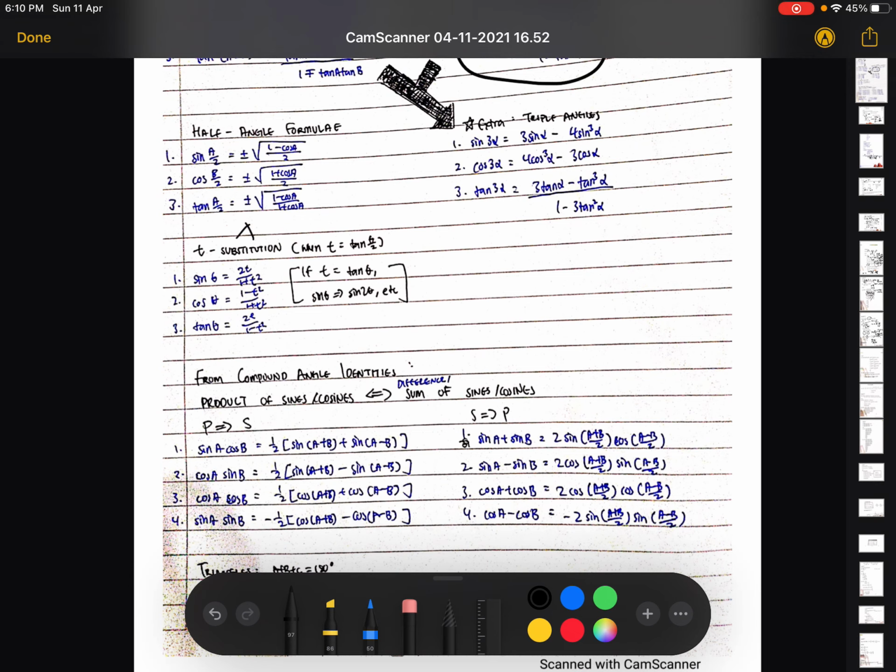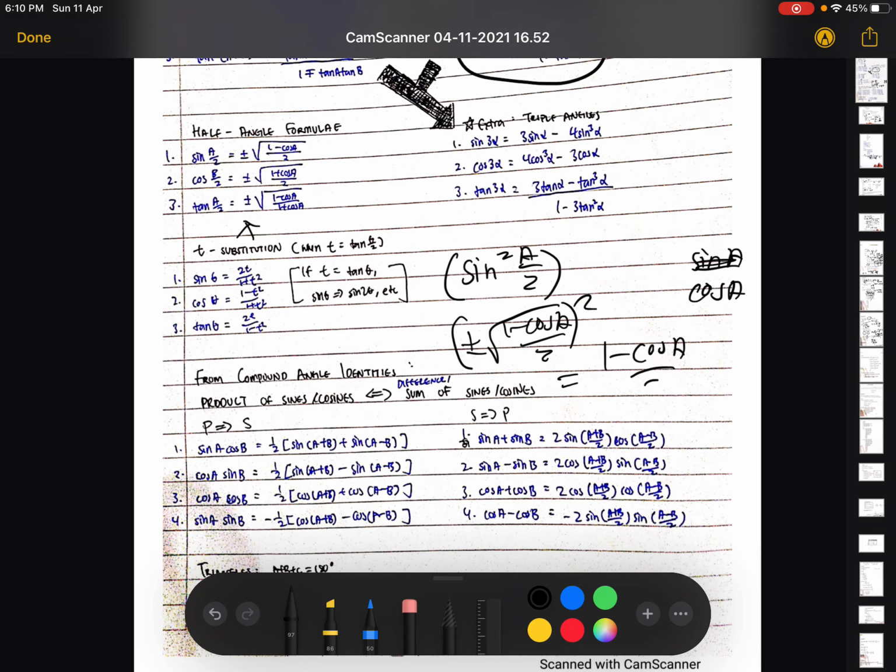Okay, I wasn't able to use much of this half angle formula yet, but you have to be aware of when to use it, because there are some situations that you can use this. For example, let's say they give you sine square alpha over 2, and then they want you to find something in sine alpha. So they have not sine alpha, cos alpha. So if you convert this into plus minus square root of 1 minus cos alpha over 2, then you will get 1 minus cos alpha over 2. So you'll be able to find cos alpha.